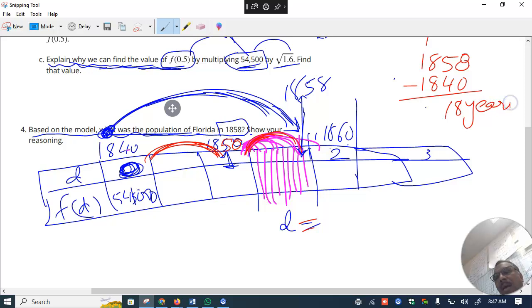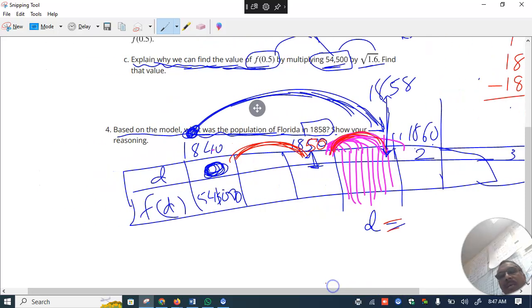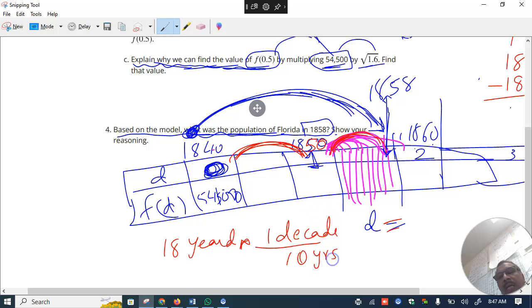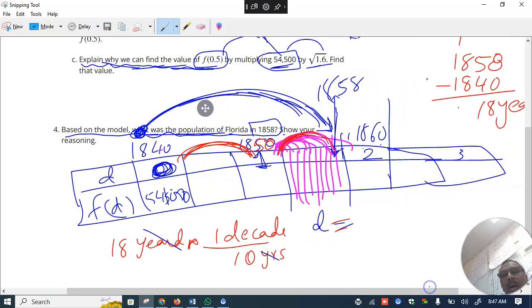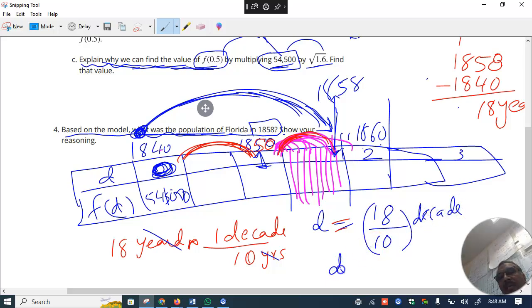Correct? Now 18 years we have to convert to decades. How do you do this? Because 1 decade is how many years? 10. See, 10 years. So just wanted to show. So this years crosses out and you end up getting 18 divided by 10 and the answer is in decades, which is 1.8. Do you see that?